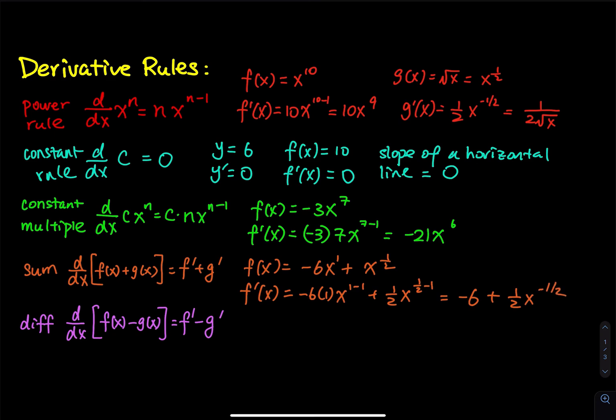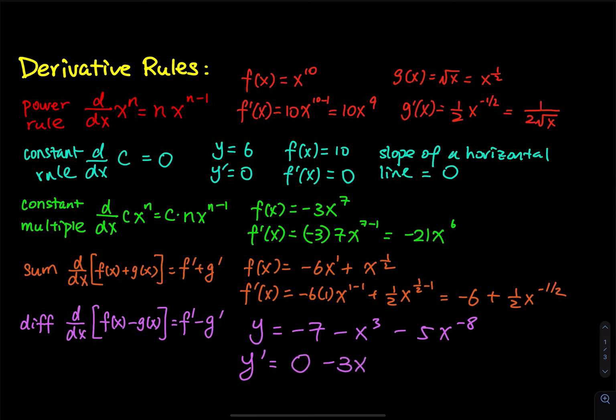Okay, and then let's do an example for the minus. G of x, you can just call this y. So y equals negative 7 minus x to the 3rd power, and then minus 5x to the negative 8th power, and then y prime. The derivative of a constant is equal to 0. This one you bring the 3 down, 3 minus 1, and then you bring the negative 8 down. Negative 8 minus 1 is negative 9, and then you can clean this up. So the answer is negative 3x squared plus 40 times x raised to the negative 9th power.